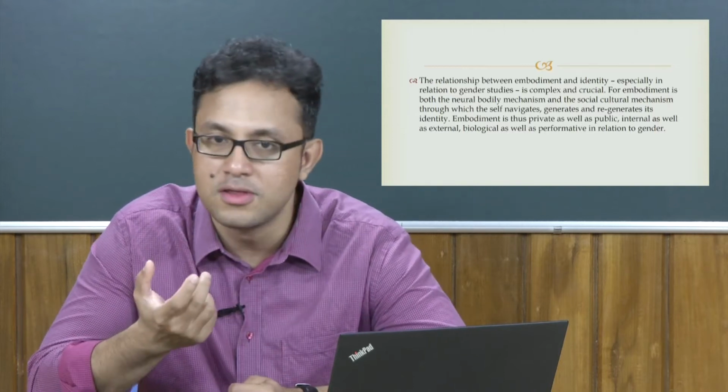How does embodiment produce identity? Okay. Embodiment is both a neural bodily mechanism and the social cultural mechanism through which the self navigates, generates and regenerates its identity. So this is something I will keep stressing throughout this course. It's a neural bodily mechanism. It's what we are through the body, through our nerves, through our motor mechanism, through our mind, through our consciousness, all this which are sort of embodied, embedded in us, right?